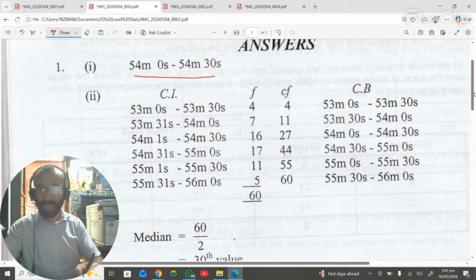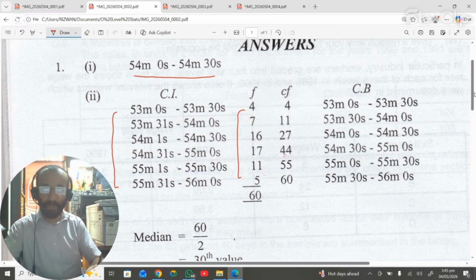So look now, class intervals were given in the question. Frequencies were also given. Now we will make a column of the cumulative frequency. First frequency will be written as it is. Then the next frequency will be added into it. So 7 plus 4 will be 11. Then the next frequency will be added, so 16 plus 11 will be 27, and so on. So next frequencies will be added and the next cumulative frequency will be obtained.